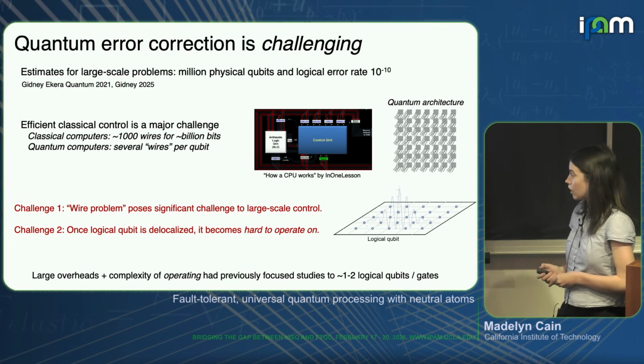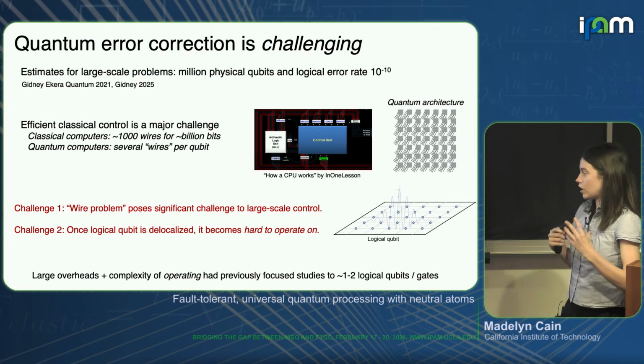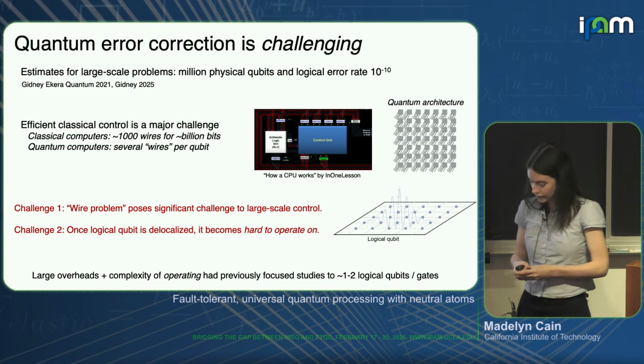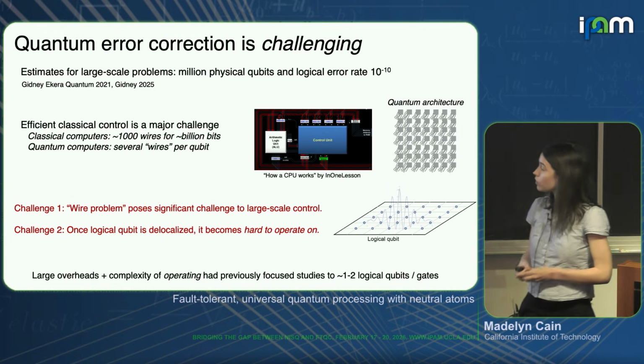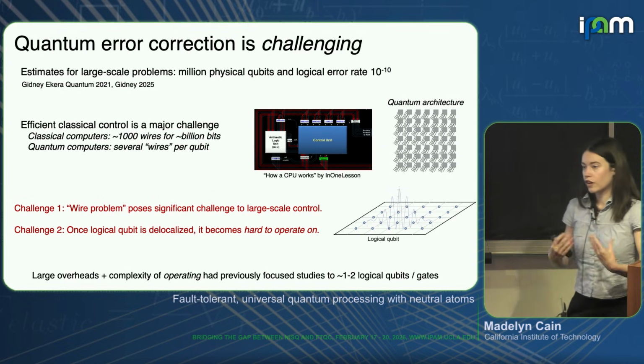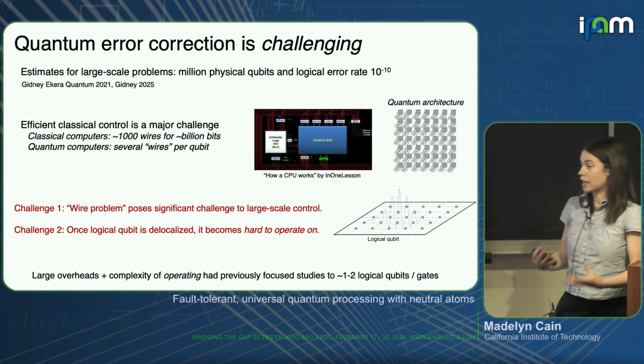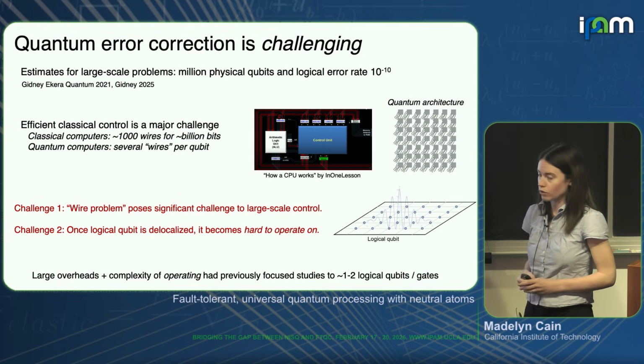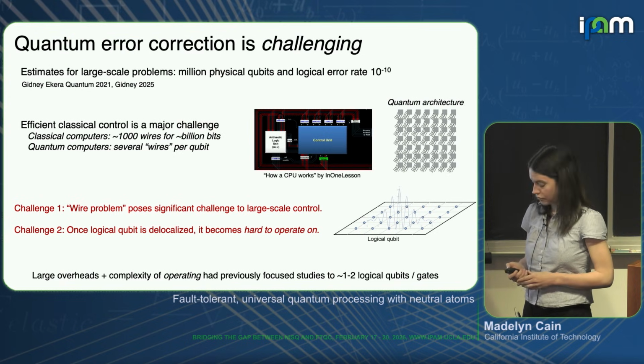Due to these challenges and the complexity of operating on error-corrected qubits, studies have mainly, and particularly at the beginning of my PhD, focused on studying 1 to 2 logical qubits and gates. And the results I will present today will expand beyond this through very careful understanding of the best way to design quantum architectures in order to implement error correction as efficiently as possible.